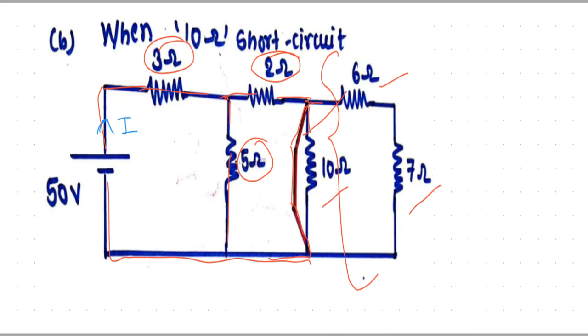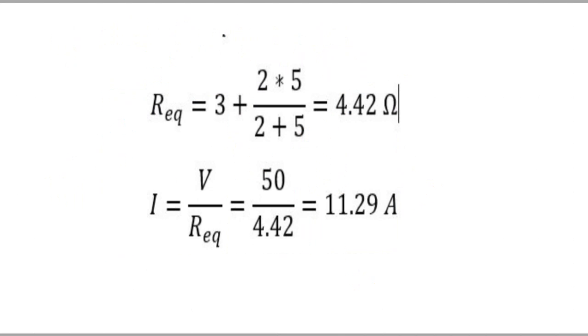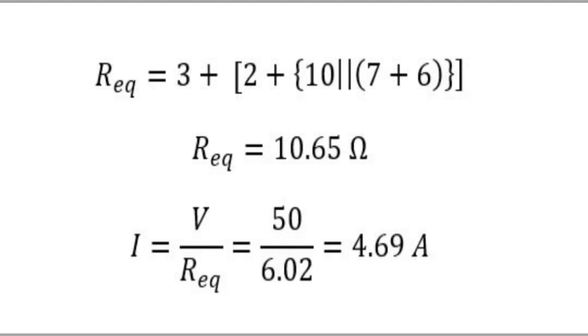So I will just show you the equation. R equivalent: 2 into 5 divided by 2 plus 5 is 2 ohm and 5 ohm, they are in parallel, in series with 3 ohm. So you will get R equivalent 4.42 ohm, and current you will get 11.29 ampere.